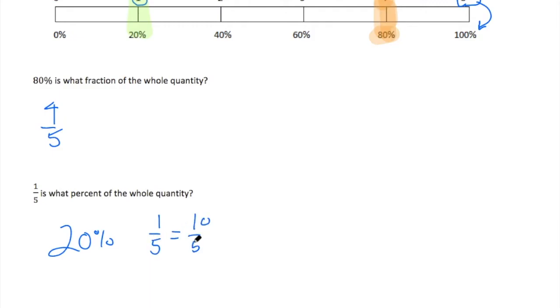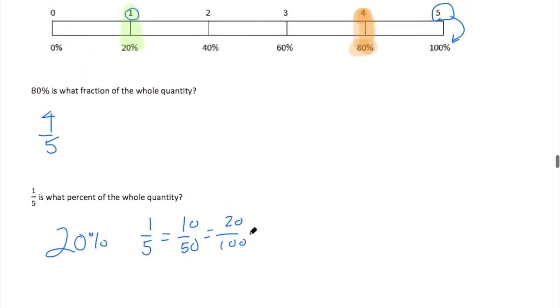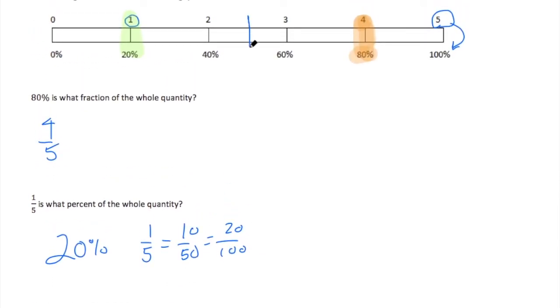We can do it with fractions. We say 1/5 times 10 over 10 is 10 over 50, times 2 over 2 is 20 over 100, so 20 over 100, 20%. Okay, so 50%, it's not on our drawing, but we can kind of add it in there in the middle.